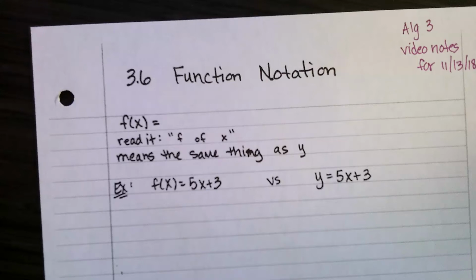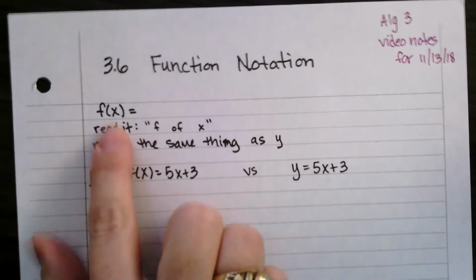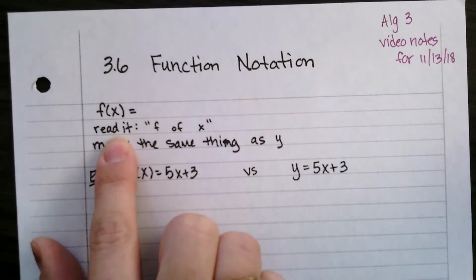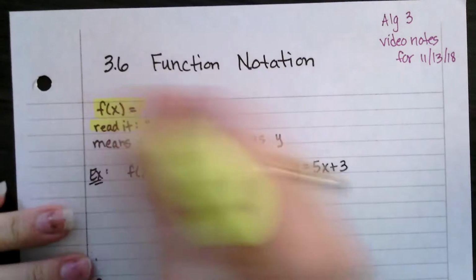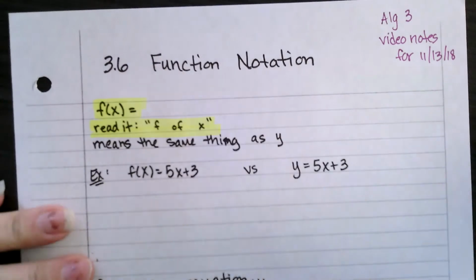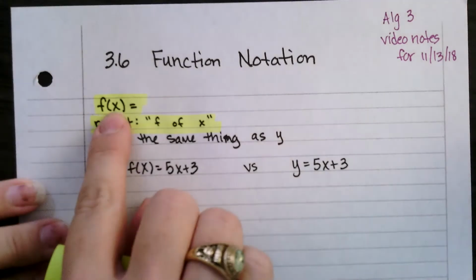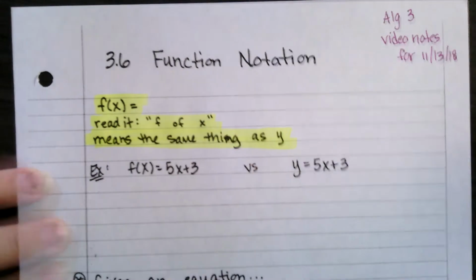In this section, we're going to be talking about function notation, which goes with section 3.6 of your textbook. This right here, f of x equals, is what we call function notation, and we read it f of x. So when you see that f parentheses x, that does not mean that you are multiplying f times x. It represents a function that has a variable of x in it. And essentially, f of x means the same thing as y.